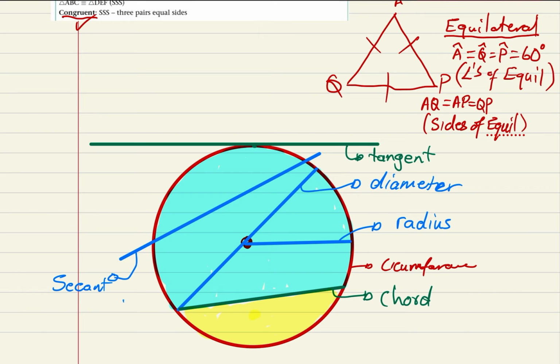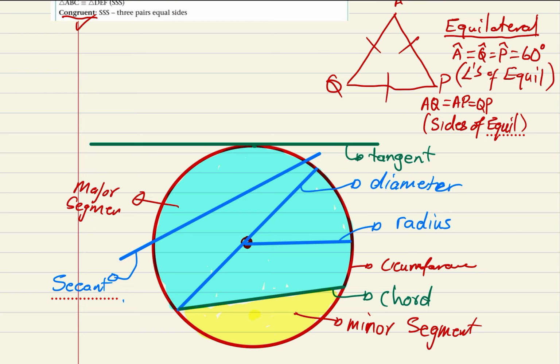The one down there is called a minor segment. Let me write it. It is a minor segment. Remember, the separator of these two segments is the chord. This is a major segment. That is very important for us to know. Okay, now this is what we are going to deal with.